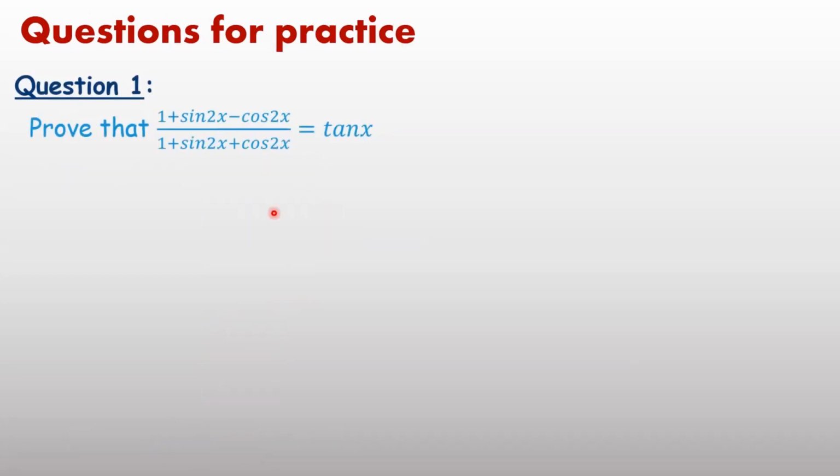Now some questions for practice. In the first question you have to prove the result. You have to decide yourself which identity is suitable. You can use the identity for sin 2x, cos 2x, or also you can apply sin c minus sin d. You have to decide, try to solve and find out the RHS.